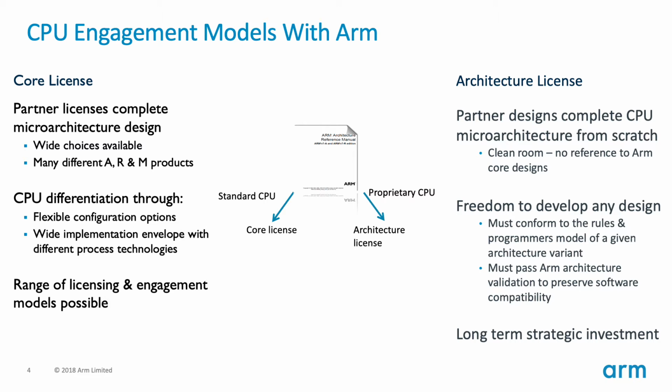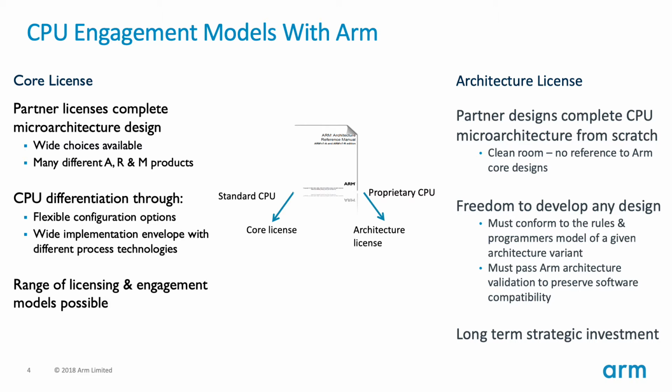So our partners usually engage with ARM on CPUs in one of two ways. ARM provides a core license, which is where we hand the partner a mostly built SoC. So it's a complete microarchitecture to design with flexible configuration options, and then the partner can add their own IP and their own distinguishers to turn that into a valuable product.